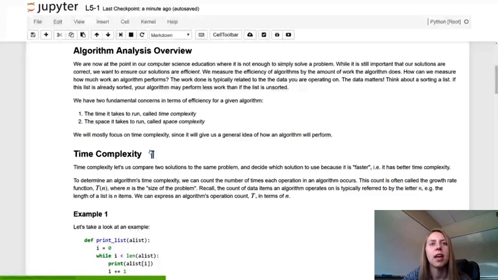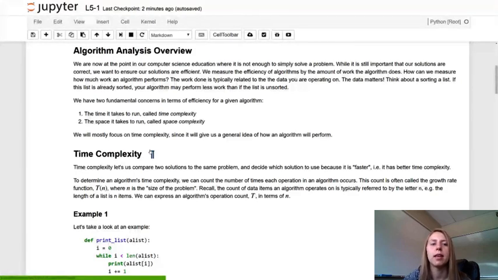But now, at this point in your computer science education, it's not enough to simply solve a problem. We want to solve a problem in the most efficient way we can. That way, as our problems start to get bigger and bigger, or our data sets start to get bigger and bigger, our algorithms are going to take hopefully a reasonable amount of time.